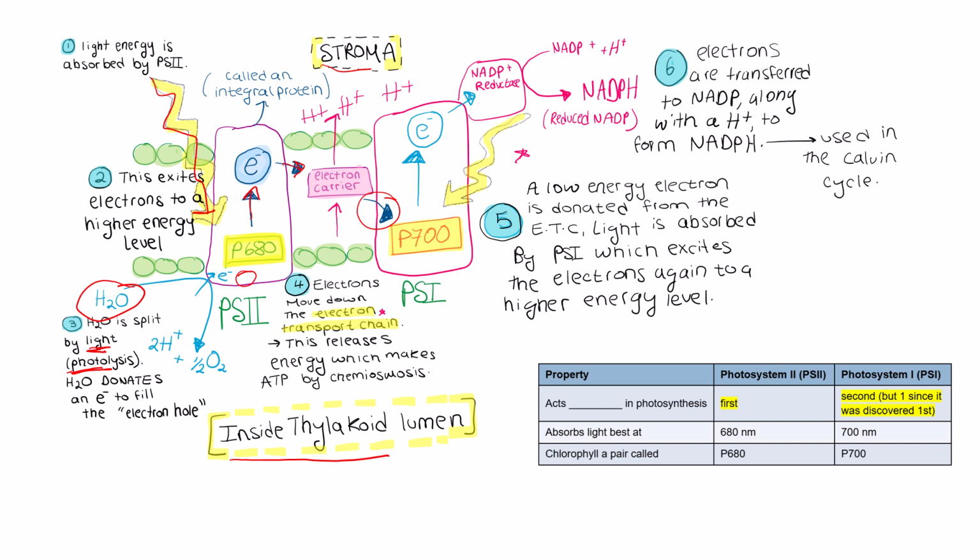In addition, we're going to have light energy which excites electrons. So a low energy electron is donated from the electron transport chain. Light is absorbed by photosystem 1, which excites the electrons again to a higher energy level. Then electrons are transferred to NADP along with a proton. Now, this is called NADP plus reductase. This is an enzyme and a protein, because proteins are enzymes. So it's going to make NADPH, which is called reduced NADP. Now, this NADPH is used in the Calvin cycle.